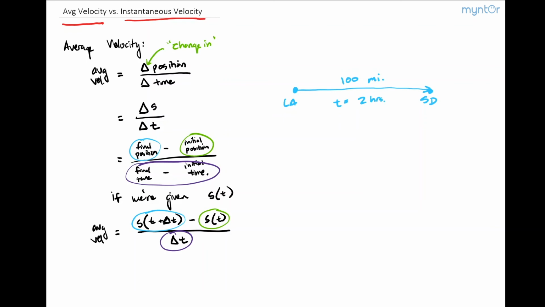If I were to compute my average velocity, I would say that this is equal to my final position, which is 100 miles, minus my initial position, which is 0 miles, divided by the change in time, which is 2 hours. And so I would say that my average velocity is equal to 50 miles per hour.